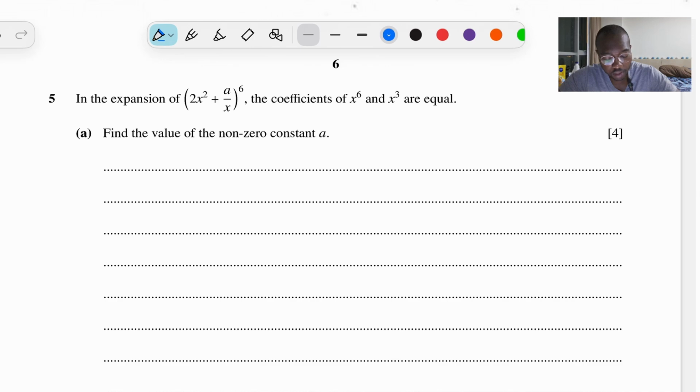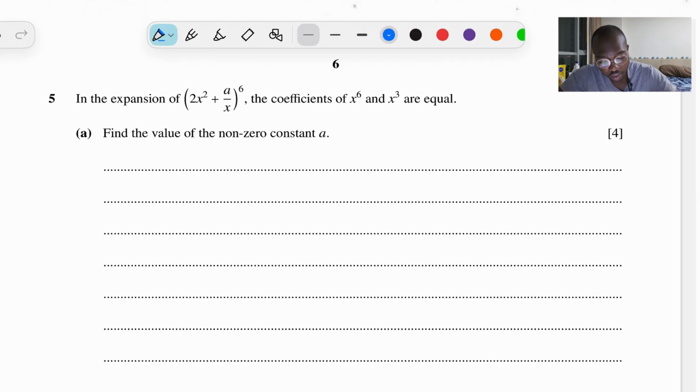So for part A, we have in the expansion of (2x squared plus a over x) to the power of 6, the coefficients of x to the power of 6 and x to the power of 3 are equal. We need to find the value of the non-zero constant a. So how can we do that? Well, we know that we're going to have to use the binomial expansion, okay? So let's go with that.